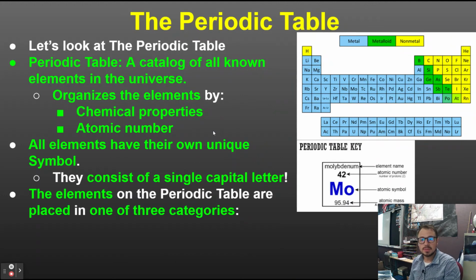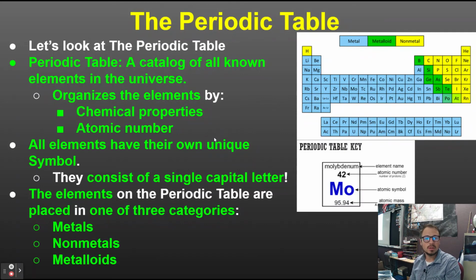Now, the elements in the periodic table are placed into one of 3 categories. You have metals, nonmetals, and metalloids. So you can see here the metalloids, this is called the staircase. This is just like how these elements react to certain things. So those are going to be the metalloids.